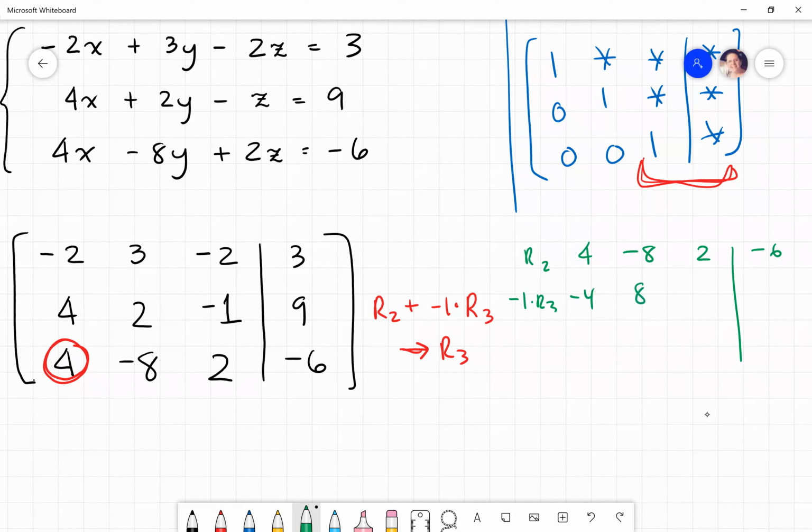+8. Wait, that's supposed to be row 2. I wrote row 3 where I meant to write row 2. Okay, let's rewind. That's what you've got to do. You've got to monitor yourself as you're doing this, because sometimes you just make simple errors like that. So I want to write row 2 first, which is 4, 2, -1, 9.